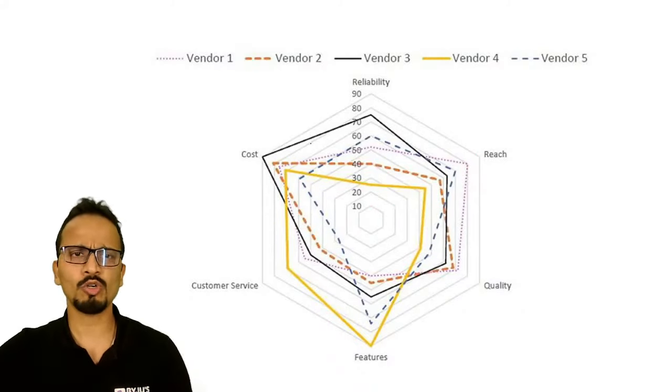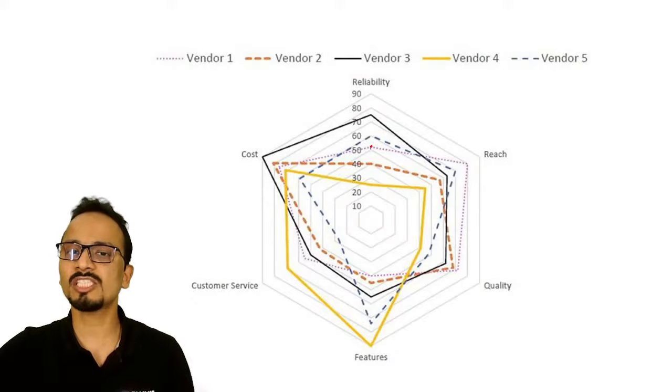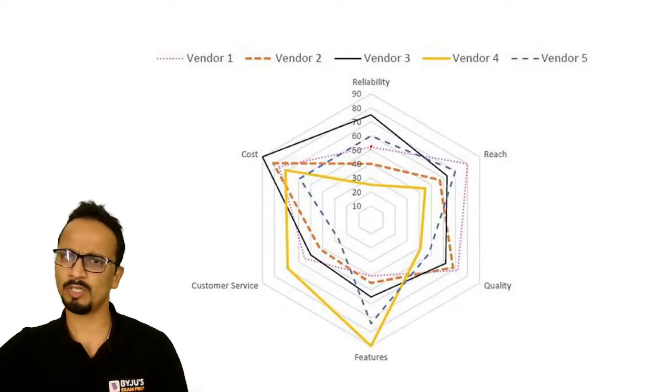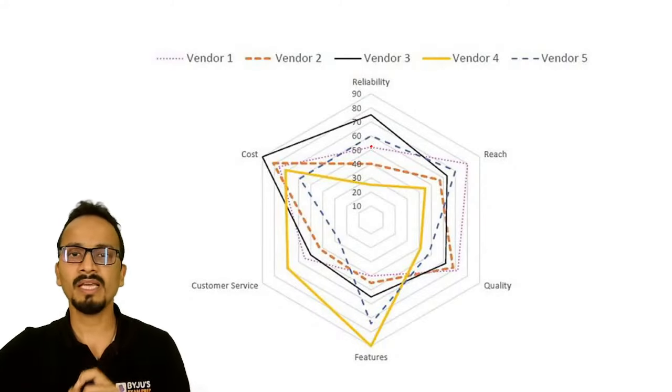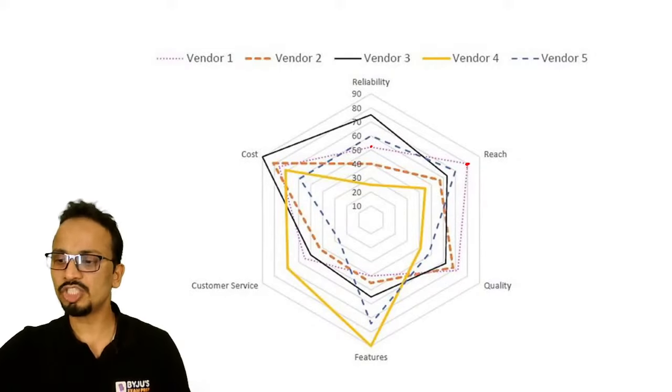So if I talk about vendor 1, in case of reliability it will fall at this point, which is just above 50. So you will write it as 52 or 53. You may pick any one of these values. So vendor 1: 53 in reliability, 80 in terms of reach.